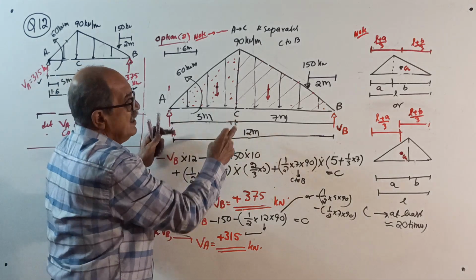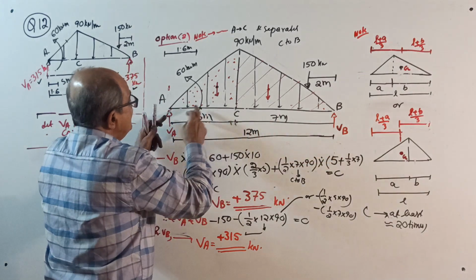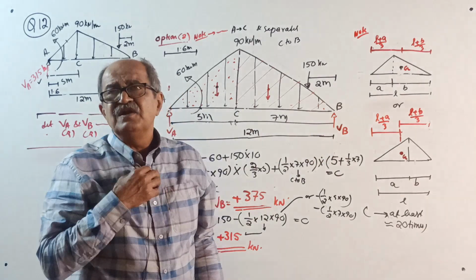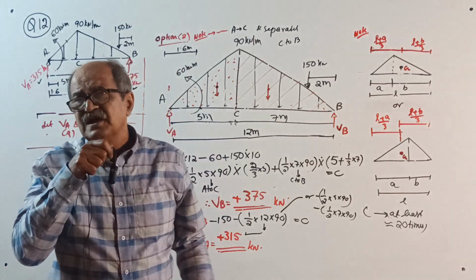Now this is over. My next question will be uniformly varying load, where this end will be more and that end lesser. I will do it a little faster, because this much is known to you now. Therefore, you should do it a little faster. I prepare the question.